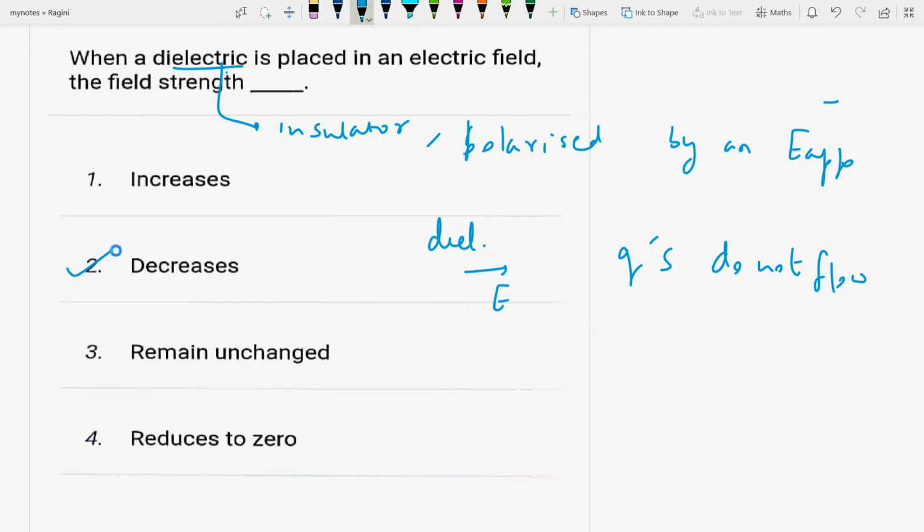The right option will be D, because here the dielectric is acting as an insulator, does not conduct any electricity. It gets polarized by an applied electric field. When this dielectric is placed under the application of a certain electric field magnitude, then the charges are not going to flow. That's why the electric field strength decreases.